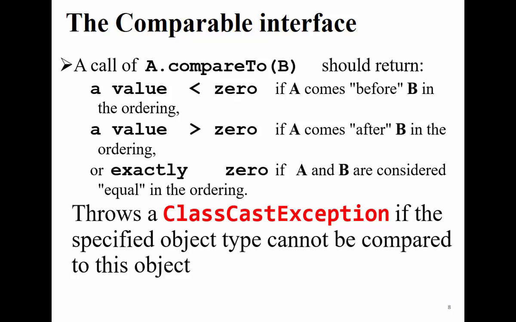It returns greater than zero if it's coming after, and less than zero if it's coming before, meaning less than P. And if A is equal to P, we return exactly zero. This method throws a ClassCastException if you are trying to compare two types from different classes. You try to compare a laptop to a smartphone, you will have an exception raised.